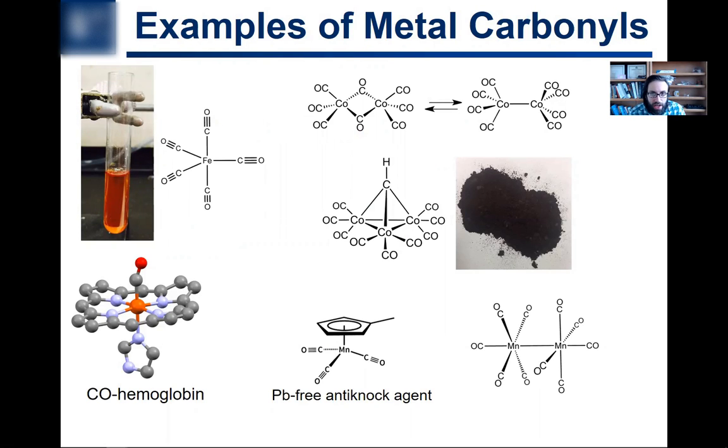Here's just some examples of metal carbonyls. Iron pentacarbonyl, very common one. So it's an air-stable orange liquid. You have this interesting cobalt one that has these different isomers that can form. There's a black liquid here, a manganese dimer, okay, like carbon monoxide binding to hemoglobin would be an example.